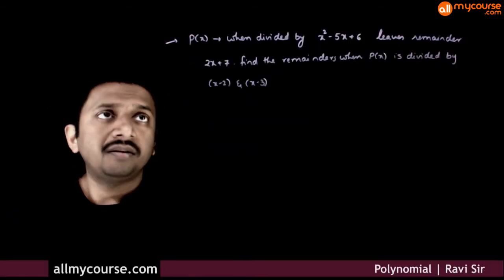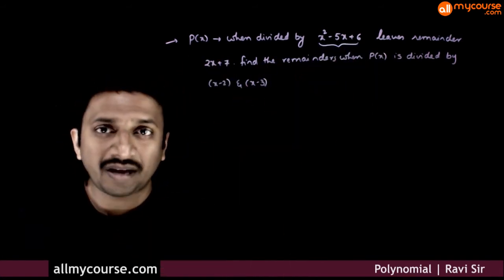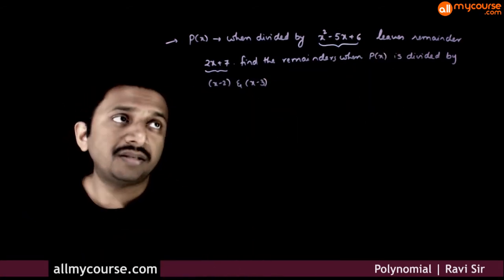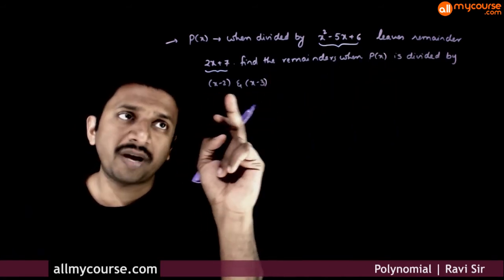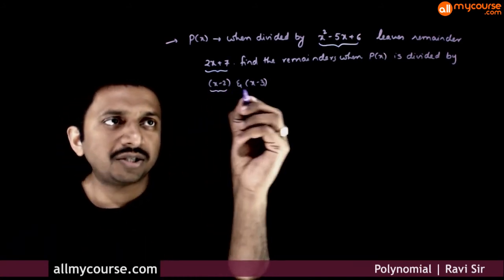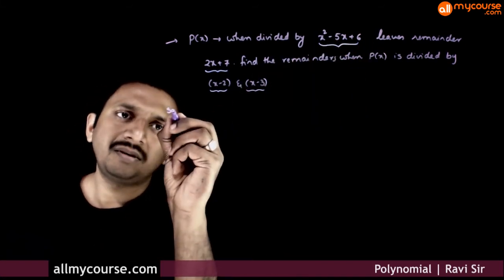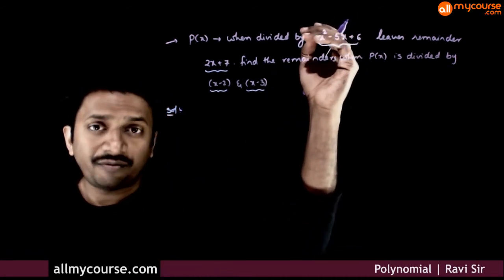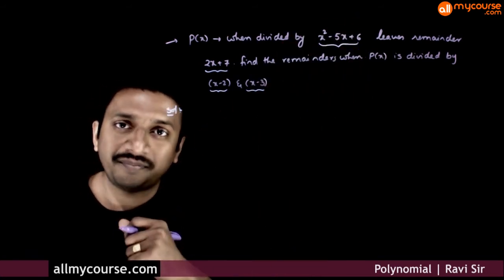So in this example, you're given that p of x when divided by x square minus 5x plus 6 leaves remainder 2x plus 7. If that is so, you're asked to find the remainders when this same p of x is divided by x minus 2 and x minus 3. As you can very clearly see, x minus 2 and x minus 3 are the factors of this. So how do we analyze this? We cannot use our factorization theorem in the first step because the divisor is not a linear factor.